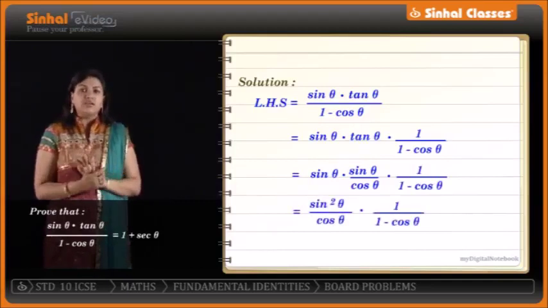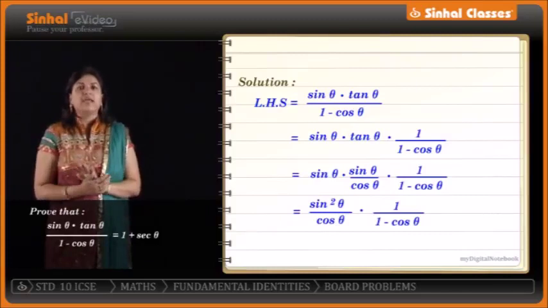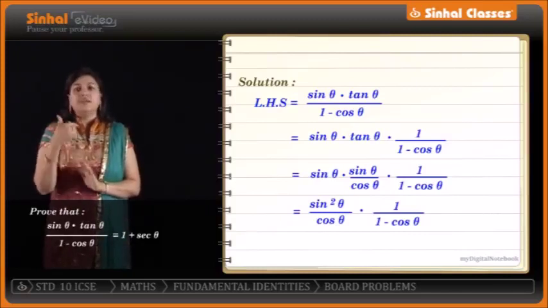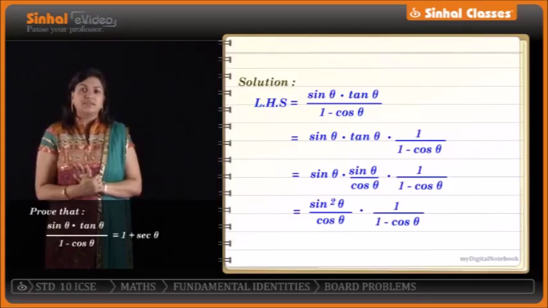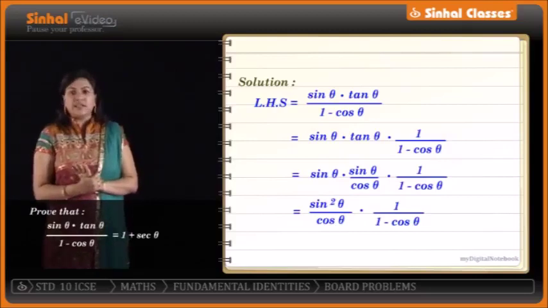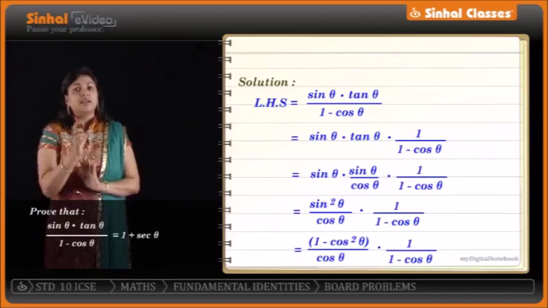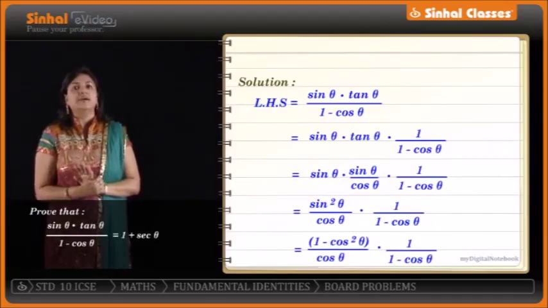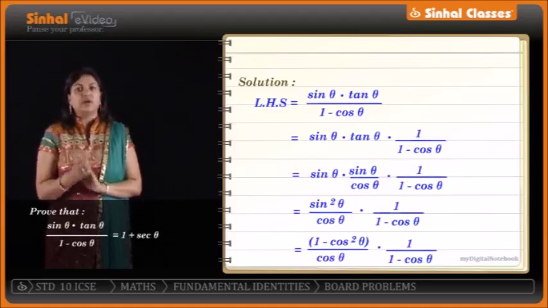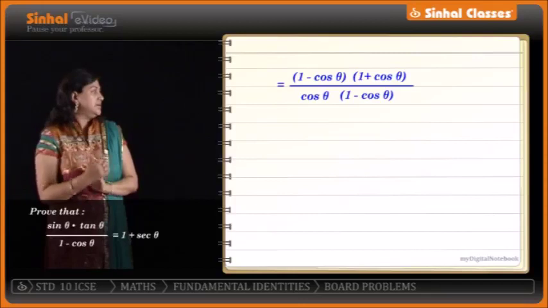Now in RHS, we want sec theta. So we write LHS in terms of cos theta because we know that from cos we can get sec quite easily. So we write sin square theta as 1 minus cos square theta and the remaining terms as it is. Now 1 minus cos square theta can be factorized as 1 minus cos theta into 1 plus cos theta.